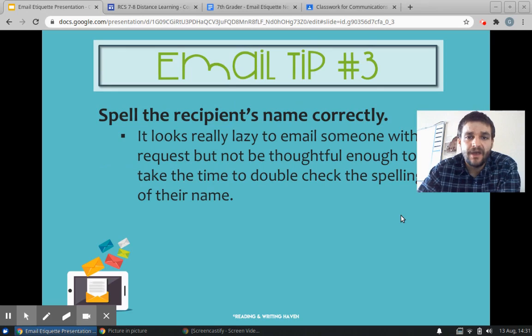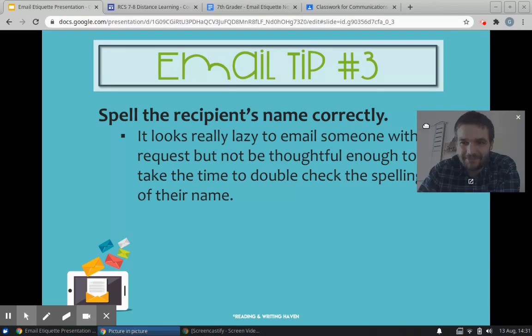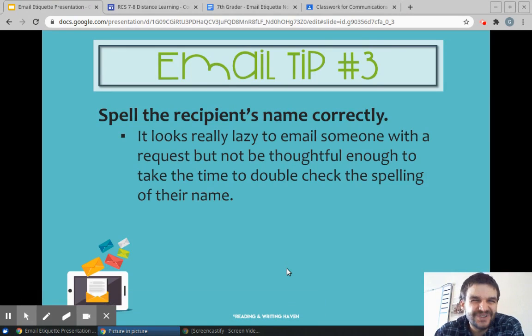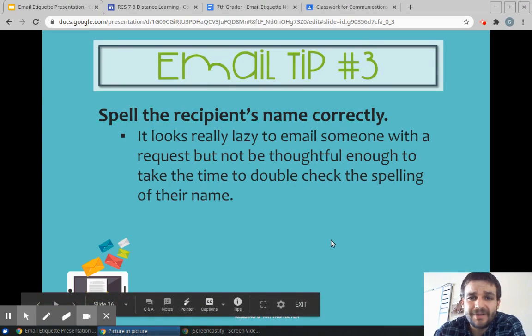Tip number 3. Please try and spell your recipient's name correctly. It's okay. I'm not going to freak out if you spell my name wrong. However, it sort of looks lazy when you email somebody with a request for them, and then it seems like you weren't thoughtful enough to double check how their name is spelled. So I'm just saying this as a general rule of thumb. It reflects poorly on you if the first thing that they read is their name spelled wrong, and you want them to feel good about your message. So think about spelling their name correctly.